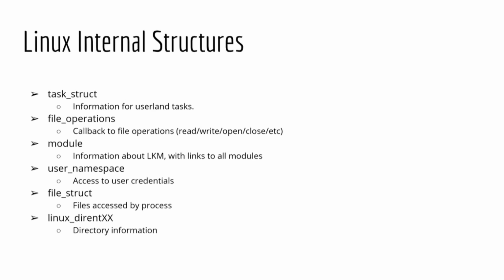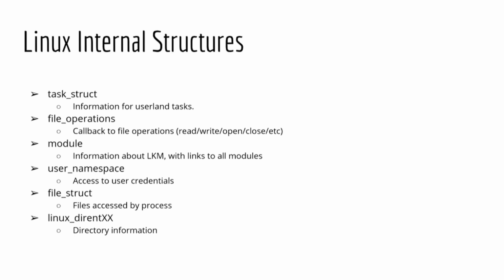We have to support the module structures because the kernel rootkit can access the list of modules inside the system and modify it, for example, they try to hide some kernel modules. So they have to read and write to the list of modules, and we have to support that as well. A few other structures we have to support are like user namespace, so the kernel rootkit can modify the user credentials.